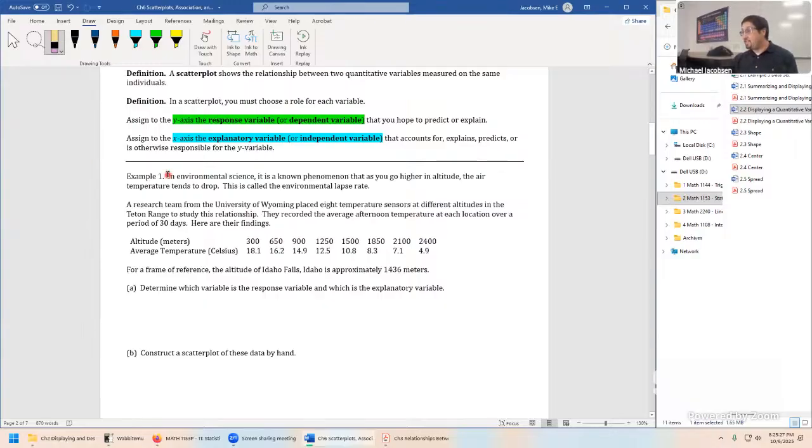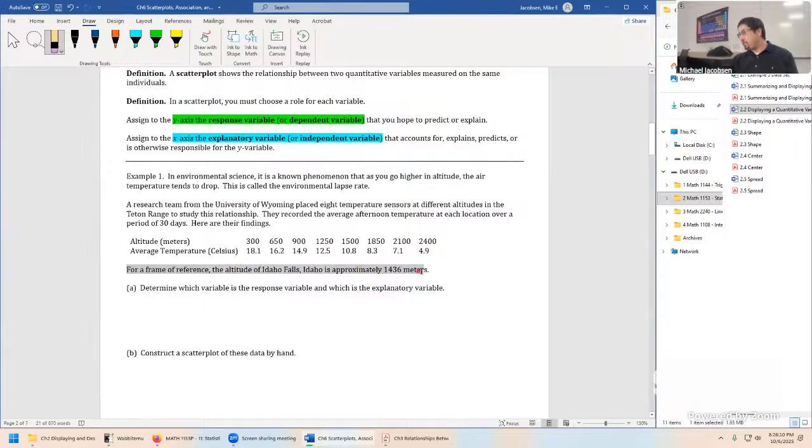The new thing in this example one is now we have context. So these data, full disclosure, they're reasonable, but they are kind of made up data. But it gets us started on a good warm-up problem. So this says in environmental science, so this is people like the geologists and so on, meteorologists. It is a known phenomenon that as you go higher in altitude, the air temperature tends to drop. And this has a legitimate name. This is called the environmental lapse rate. I learned that just today. So higher you go, the colder it gets. Kind of makes sense. If you're way up there in space, you're going to be very cold.